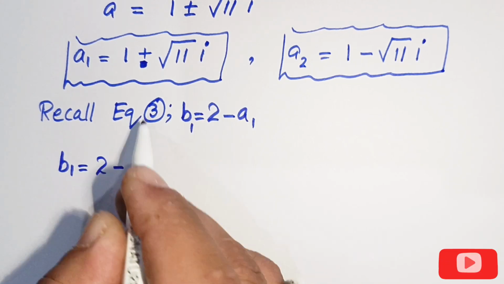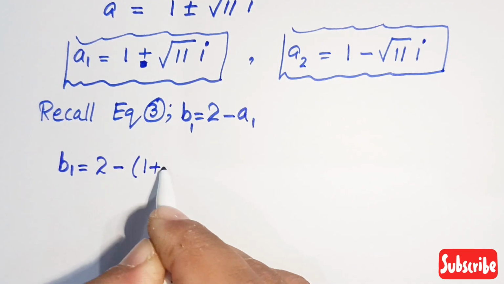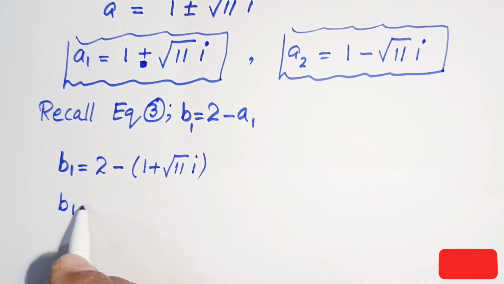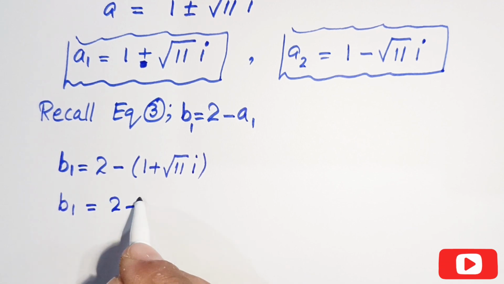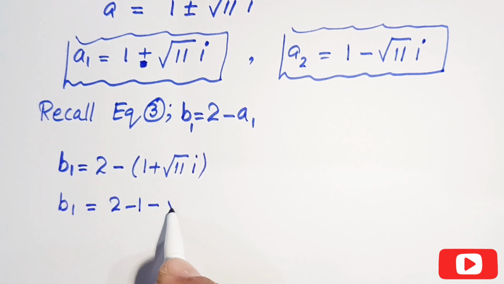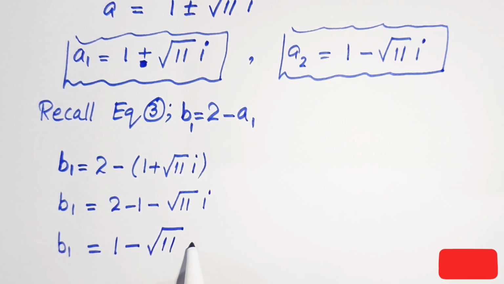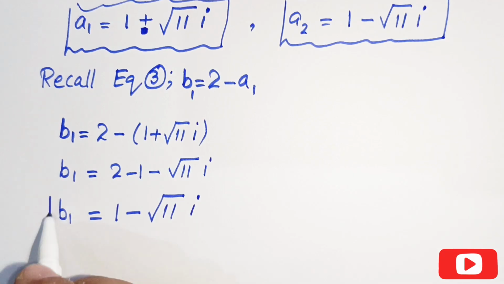So 2 minus a1 is equal to 1 plus square root of 11i. Now b1 is equal to 2 minus 1, minus times plus is minus, square root of 11i. Then we have the value of b1 is equal to 2 minus 1, which is 1 minus square root of 11i. So it is our value of b1.